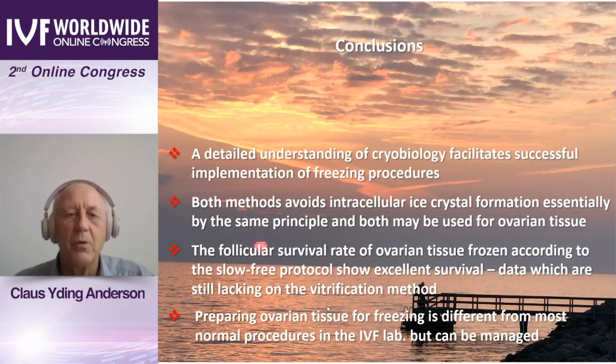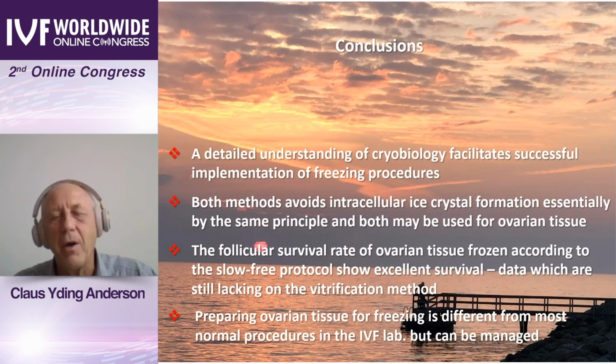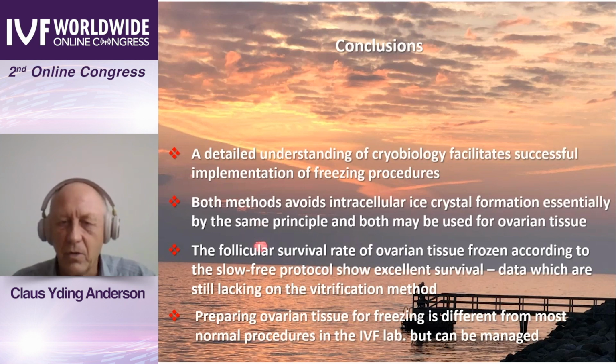So in conclusion, I would like to state that I think a detailed understanding of cryobiology facilitates successful implementation of freezing procedures, and you need to look into this if you're going to do ovarian tissue. I think that if you look at slow freezing and vitrification, they both avoid intracellular ice crystal formation essentially by the same principle. In slow freezing, you build up the concentration of cryoprotectants, and in vitrification, you do it beforehand. The freezing speed is different.